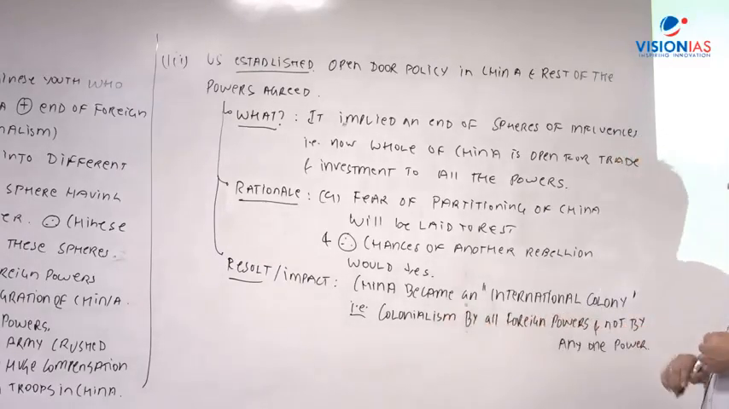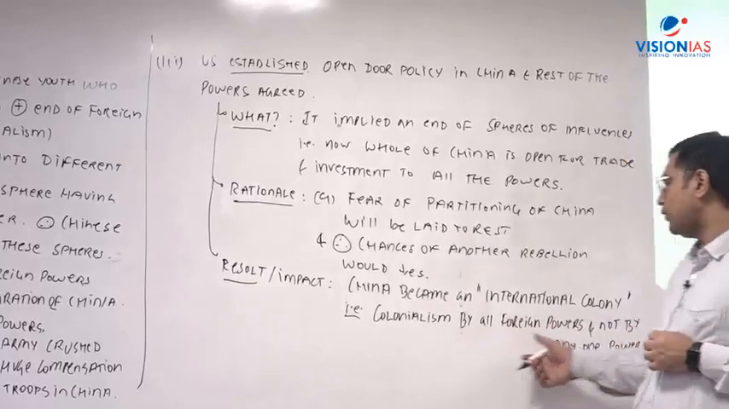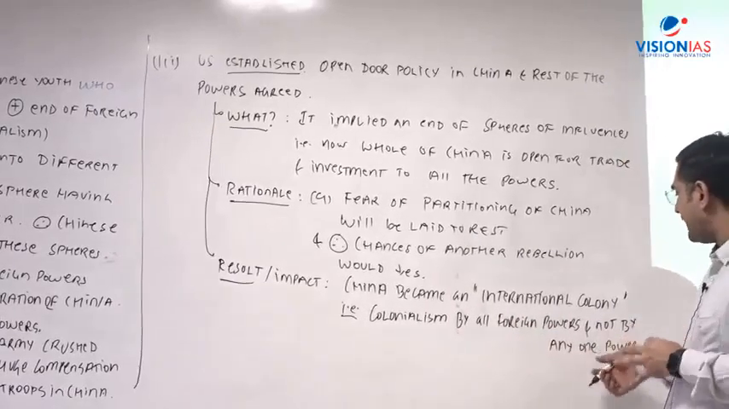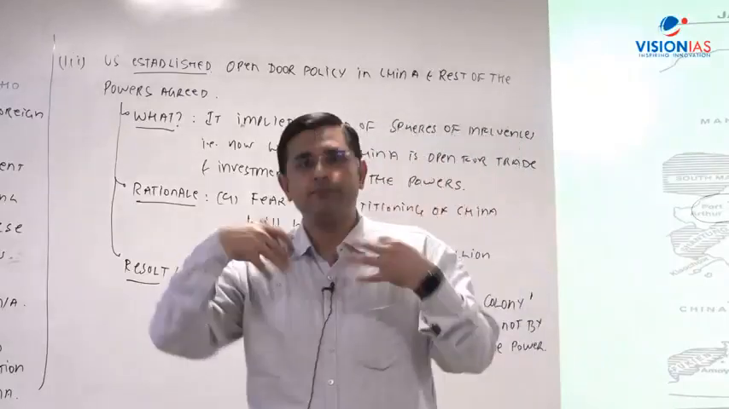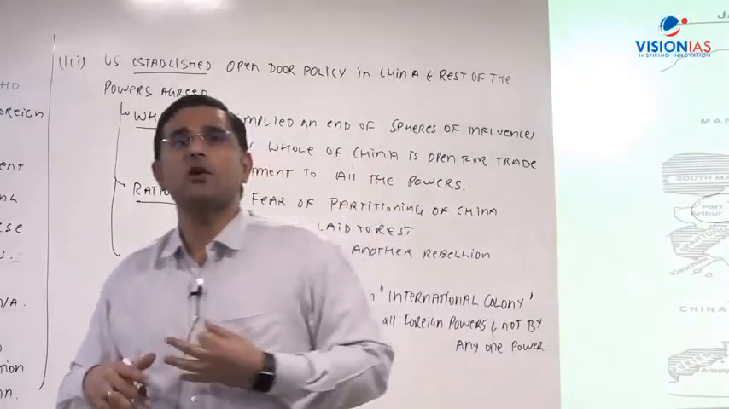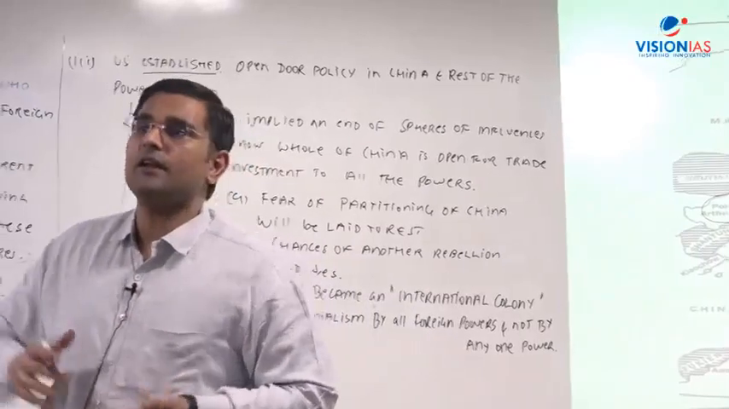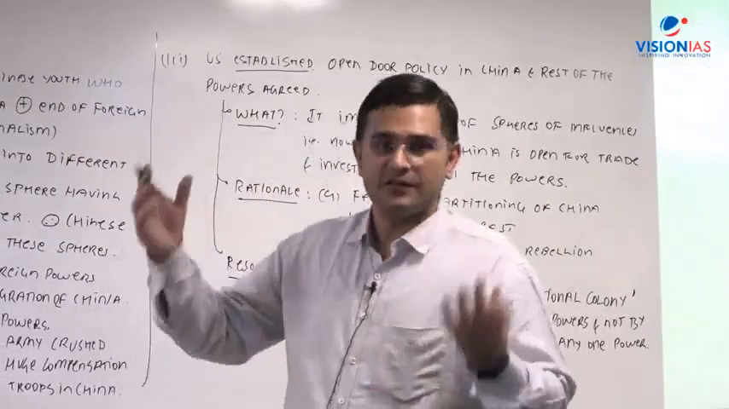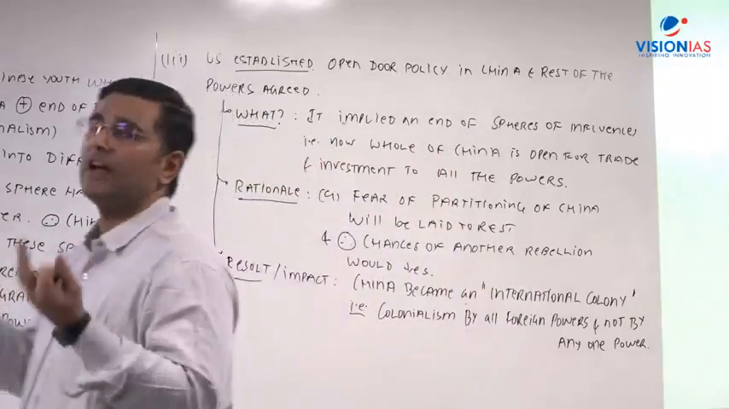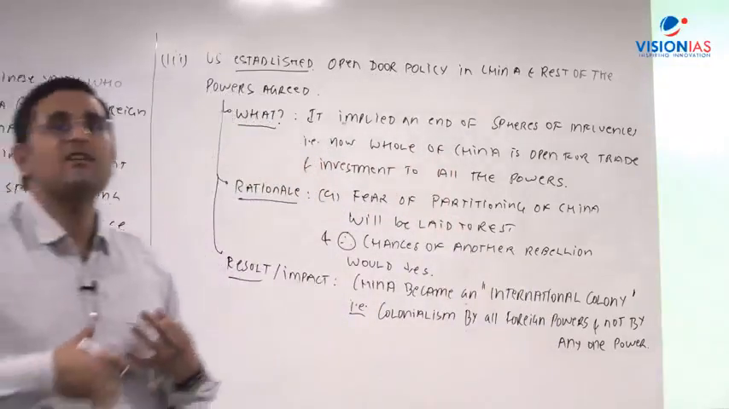China became an international colony. That is colonialism by all foreign powers and not by any one power. Meaning, for example, you can say that India was a national colony of Britain. You can say that Indonesia was a national colony of the Dutch. You can say that Algeria in North Africa was a national colony of France. You can say Morocco was a national colony of France.